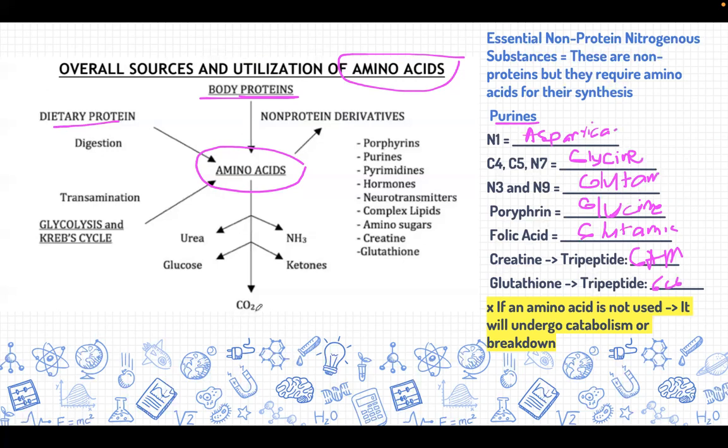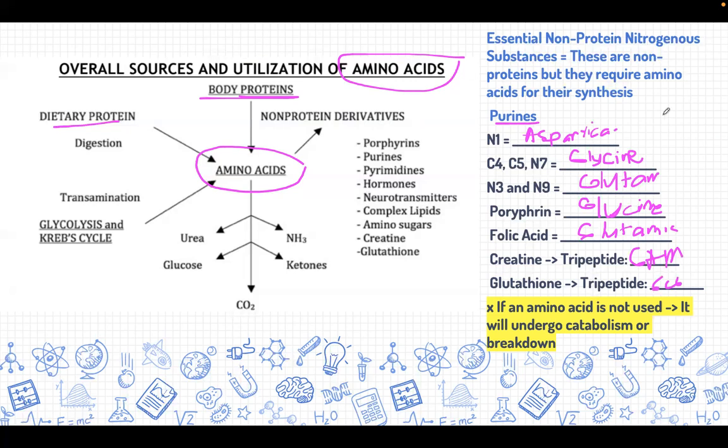Okay, again, uulitin lang natin yung overall sources and the utilization of your amino acids. Our body every day nakakapag-synthesize tayo ng ating mga proteins, depending lang sa ating food intake or doon sa naturally occurring amino acids natin. And then, it will be broken down into its waste products. And then, it can be converted to non-protein derivatives.